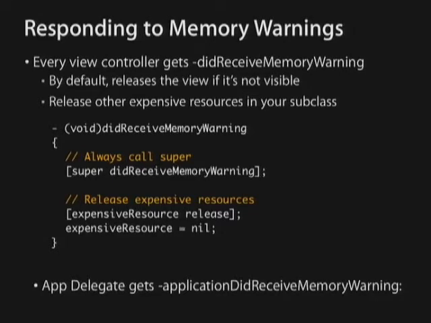And then there's another warning you get, which is actually the same warning, but at the app delegate level. So if there's anything you want to catch that's not involved in a view controller, let's say you've got some cache of images outside of your view controller, you can catch that in your app delegate call.